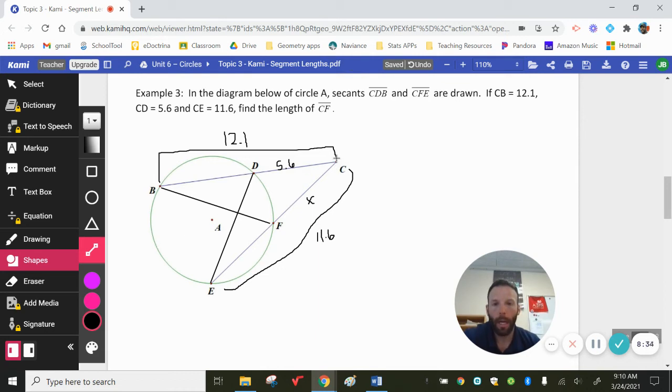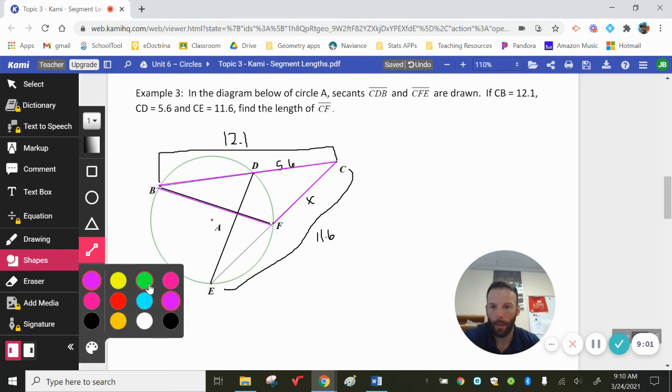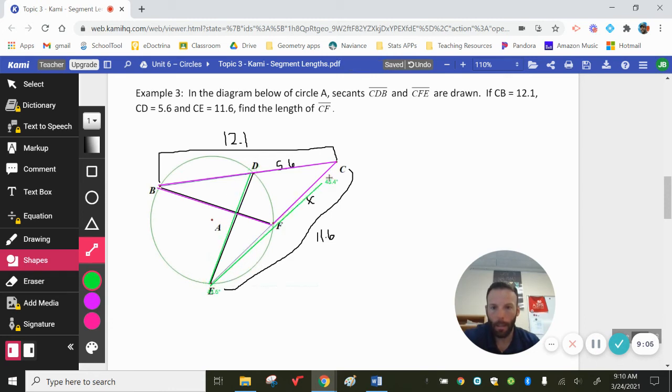I've got a triangle CBF. Okay, this point right there is not named, so I'm not going to focus on that point at all, but CBF is a triangle, and then CED is a triangle. So let me trace those two, so we can see them a little bit better. So we have from B to C to F is one. And then how about green? From D to E to C is my other.